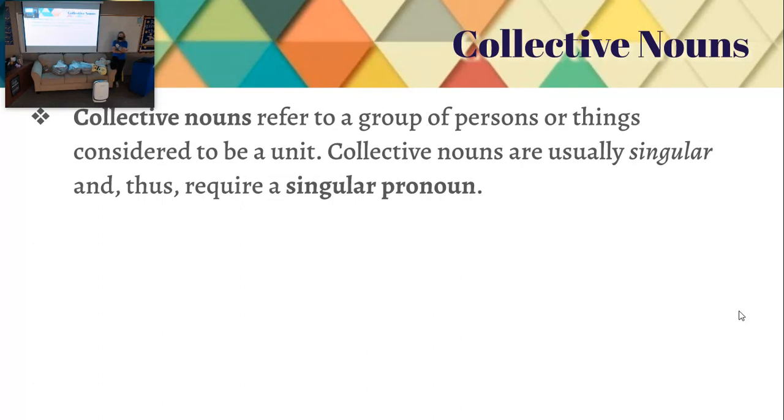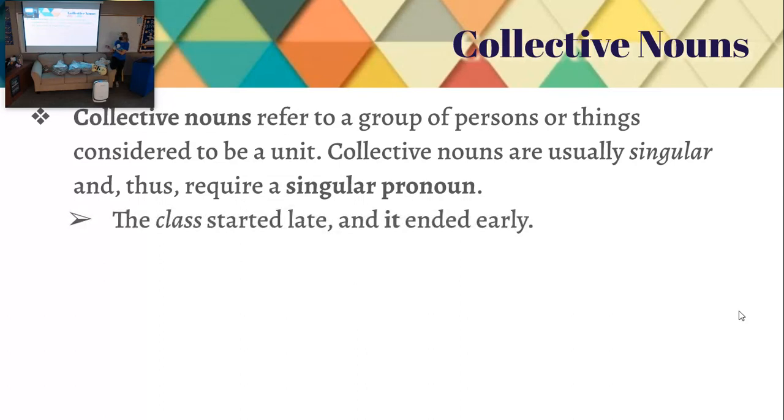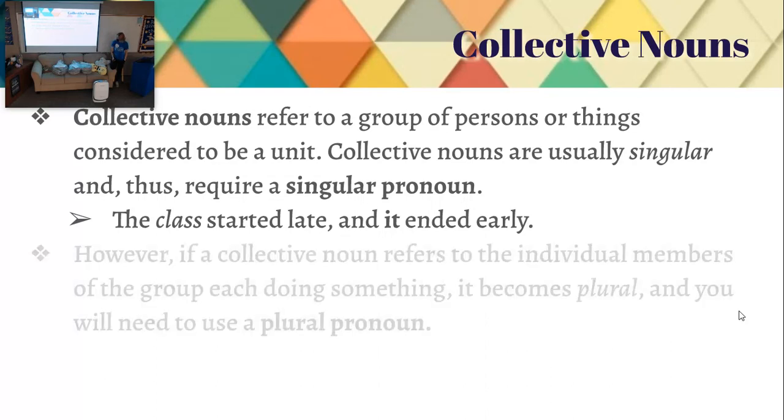So if they are the subject of a sentence, you need a singular pronoun to refer to them. Here would be an example. "The class started late." Class is our subject. "And then it ended early." It is the pronoun that's referring to the antecedent, class. Since class is singular, this "it" also needs to be singular. You say "it" instead of "they."